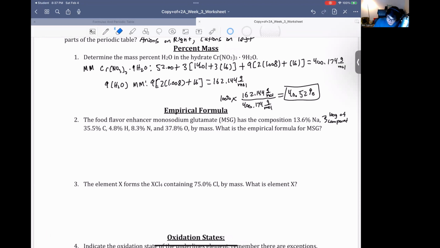Next, 35.5 grams of carbon. This is for carbon. So 35.5 grams of carbon. Carbon has a molar mass of 12.01 grams of carbon for every 1 mole of carbon. Go ahead and divide these out. Again, it goes without saying that these all cancel out. That's why we're doing this. All right, 2.956 moles of carbon.